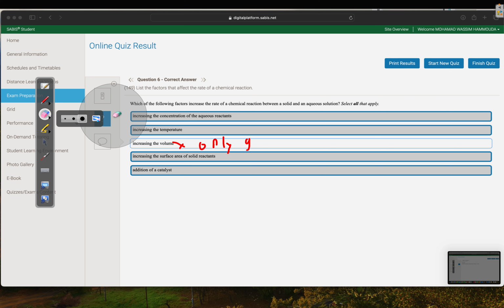Increasing the surface area will lead to an increase in collisions, which results in an increase in effective collisions, which results in an increase in reaction rates. An addition of a catalyst, as we just said, changes the reaction mechanism, making the activation energy less for both the forward and the backward reaction, and it is regenerated at the end of the reaction.